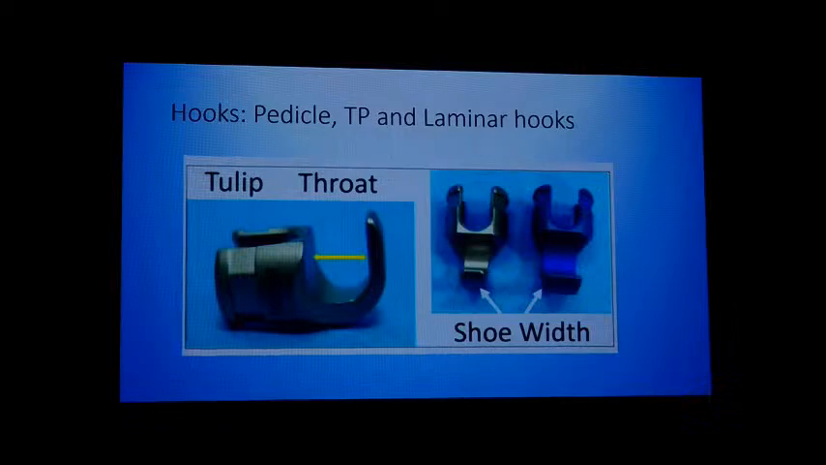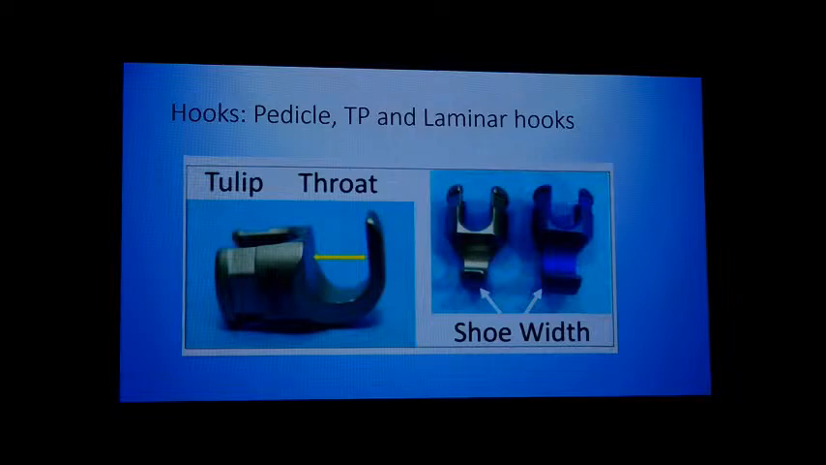So these hooks are basically adjuvant fixation devices to augment pedicle screw fixation, and sometimes when you have difficult anatomy, very small pedicles, you can use these adjuvant fixations. In general it comprises three parts. One is the tulip, that is the head, then there is the throat and the shoe. The throat width should match the thickness of the bone. So if you are putting a laminar hook, it should not have too wide a throat height, otherwise it will compromise the spinal canal.